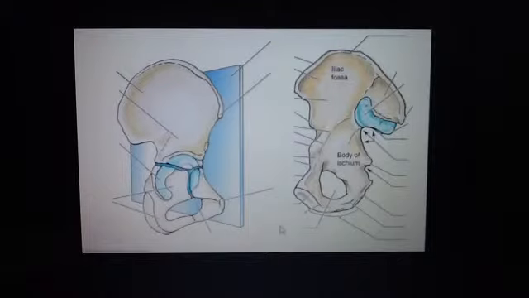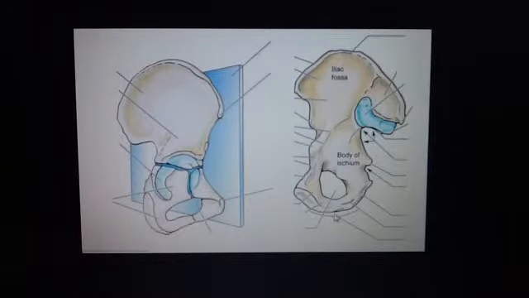Okay, this is a little more detailed. Let's try to find the iliac fossa. Wow, that's an easy one. How about the ischial tuberosity? Where's that? This is the ischial tuberosity. And then the ischial ramus and the ischiopubic ramus.